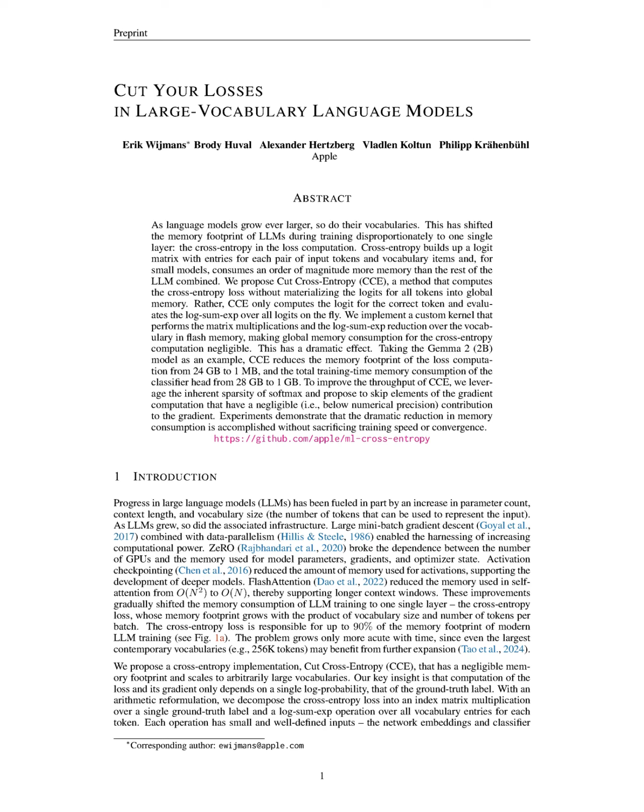The inputs to this computation include the embeddings, E, for the token sequence, the classifier matrix, C, and the index of the ground truth token. By leveraging on-chip SRAM for intermediate calculations and avoiding the materialization of the full logit matrix, CCE achieves a negligible memory footprint while maintaining computational efficiency.